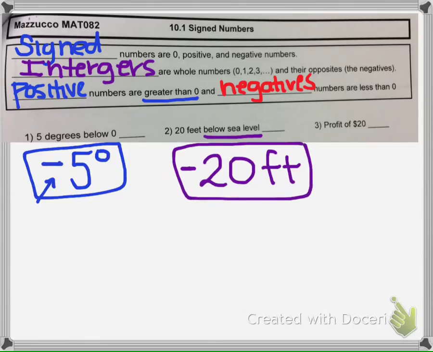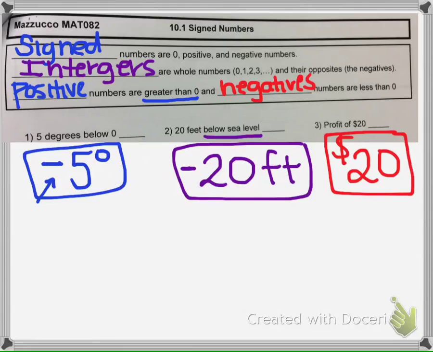And then example 3 says that we have a profit of $20. So to show that we have a profit, we would use a positive number. We do not need to put a plus sign in front. It is guaranteed positive if we don't have a symbol in front of it.